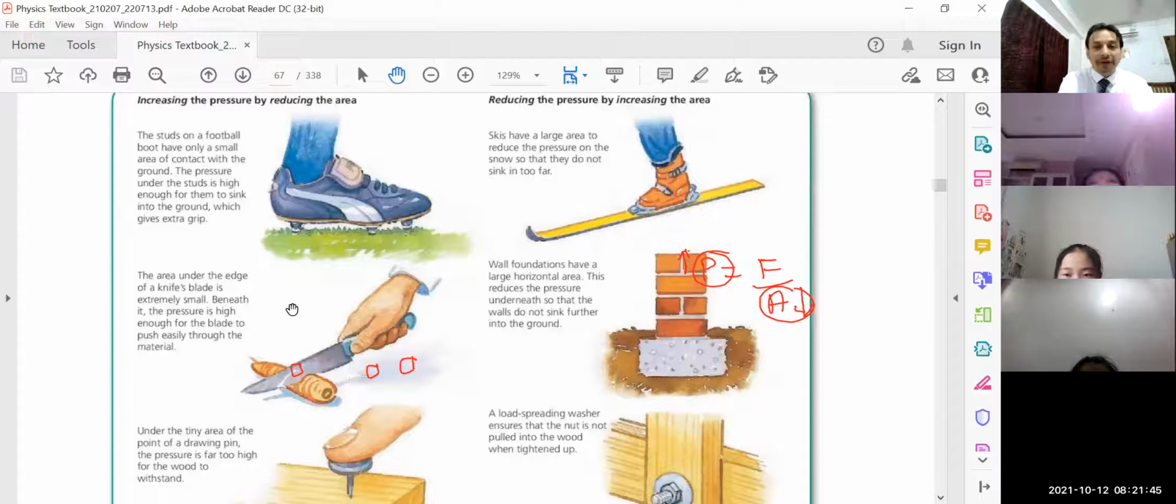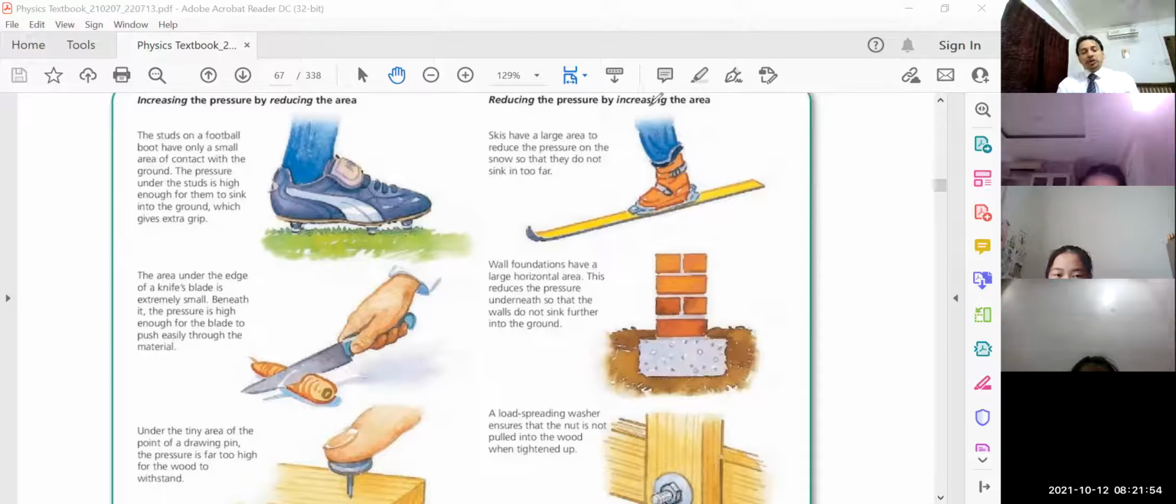And now another question I want to look at. Look at this example, children, the example of a knife. A person is trying to cut vegetables. To cut vegetables, we need a very, very sharp knife. It's easy for all of us to cut vegetables, to cut meat or beef easily if the knife is very, very sharp.